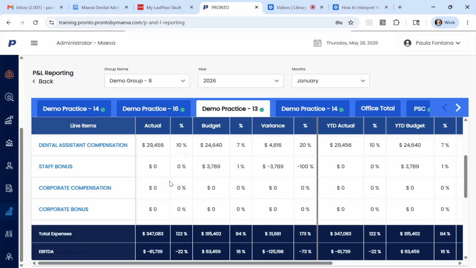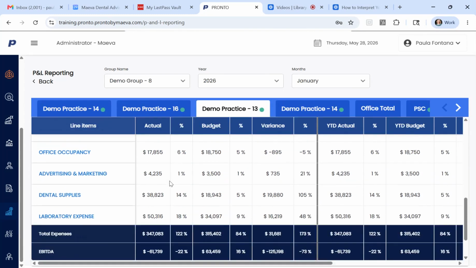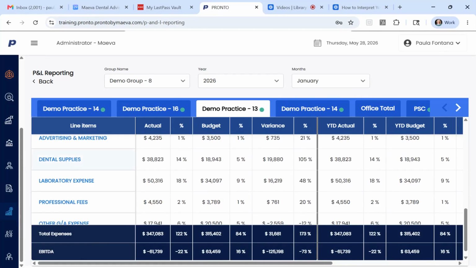As we go further down, you'll see another category called dental supplies. This is usually one of your bigger expenses next to employment expense. So this is important to take a look at as well. If you look at the actual expense here, it was $38,823, which represented 14% of their revenue. We budgeted for much less than that, at less than $19,000, which would have fallen in line with industry standard of 5%.